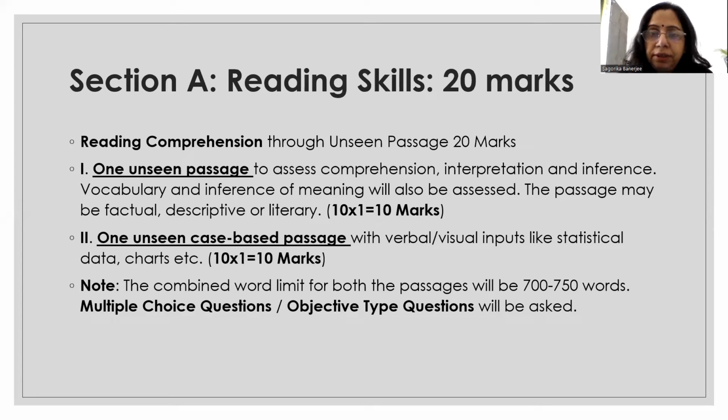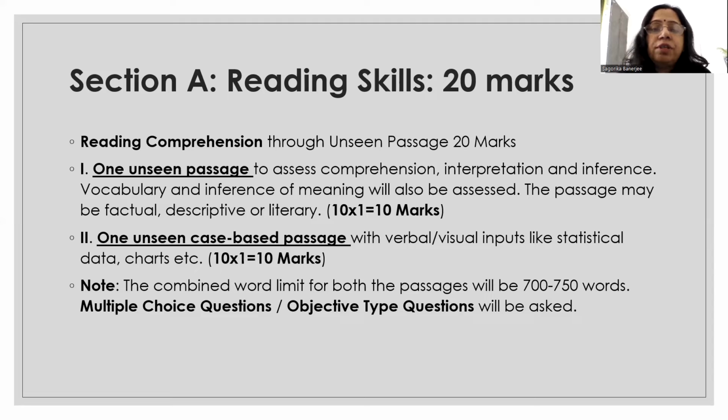So in the coming year, the reading comprehension will be categorized as question number 1 and question 2. Question 1, as you can see in the slide, will be one unseen passage. This unseen passage will assess comprehension, interpretation, and inference. Vocabulary and inference of meaning will also be assessed. The passage may be a factual one, or a descriptive or literary one. The total marks allotted for this will be 10 marks.